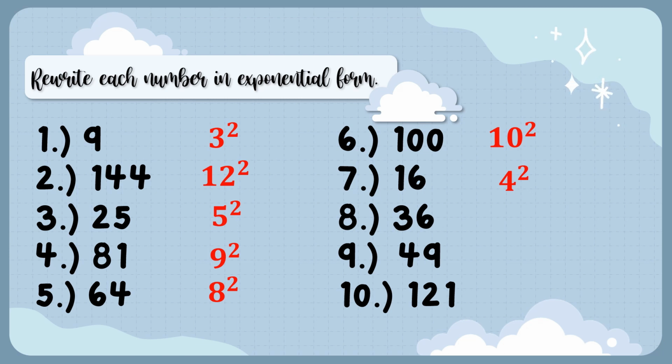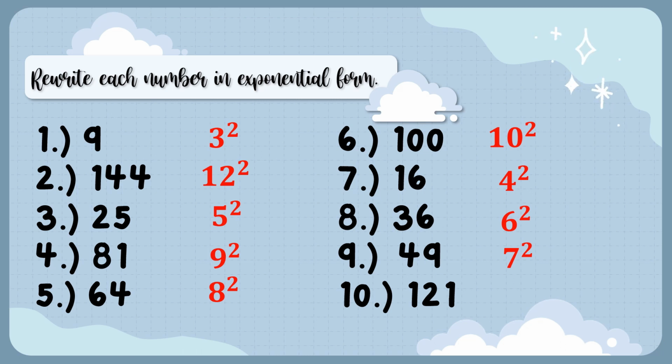Yes. Now let's proceed. We're almost there. We have here number 8. Number 8, we have 36. The exponential form of 36 is 6 squared. 6 squared because 6 times 6 is 36. And number 9, we have here 49. The exponential form of 49 is 7 squared. Since 7 times 7 is equal to 49.